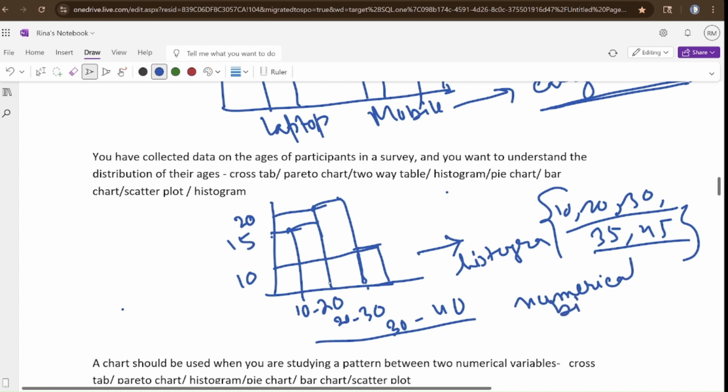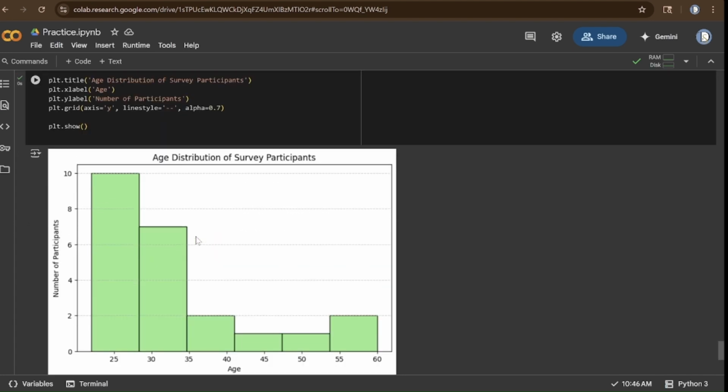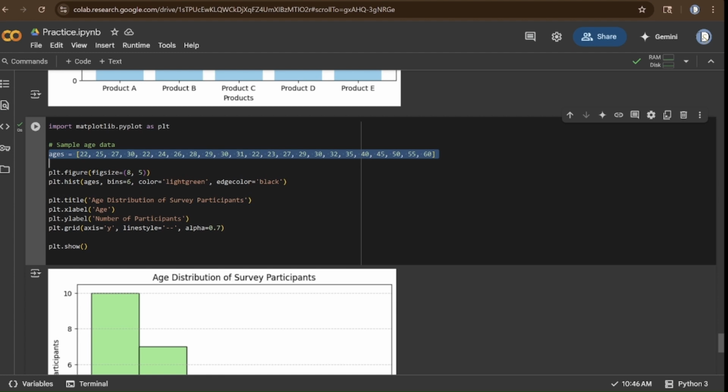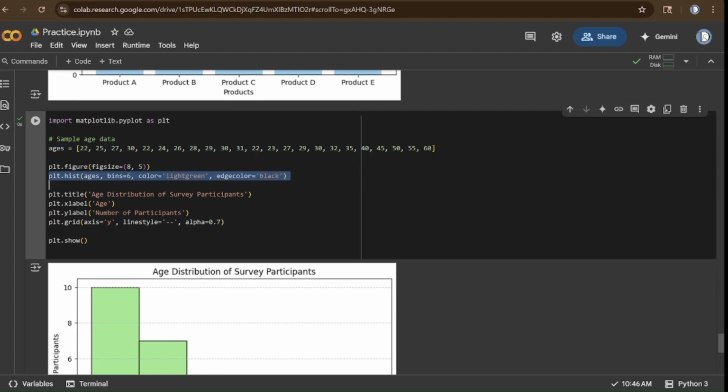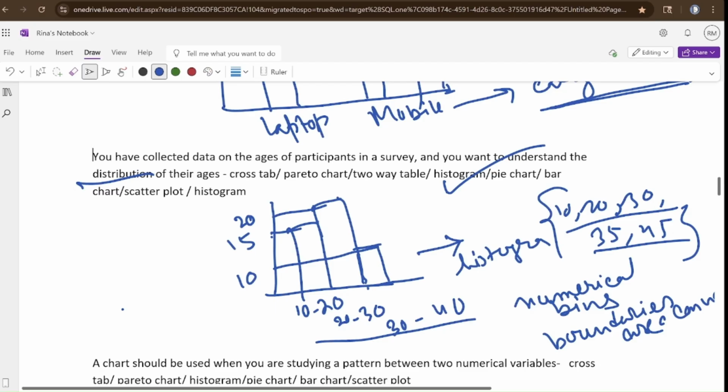You are creating bins, boundaries are connected, and you find their distribution. So best suitable is histogram. Clear? Let me show you the example. See, this one is histogram. Different ages, and you have to just write hist, then it will create the histogram. And see, here they have given 6 bins, number of bins 1, 2, 3, 4, 5, 6, and you can understand what is their age distribution. Clear? Now let's do the next one.